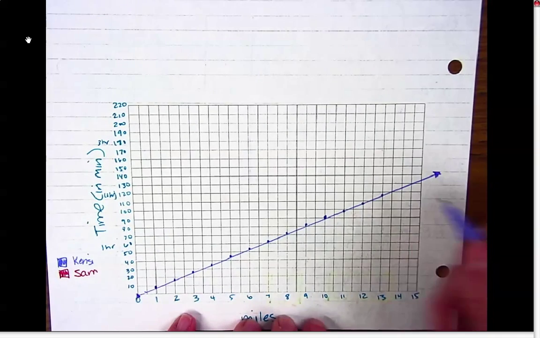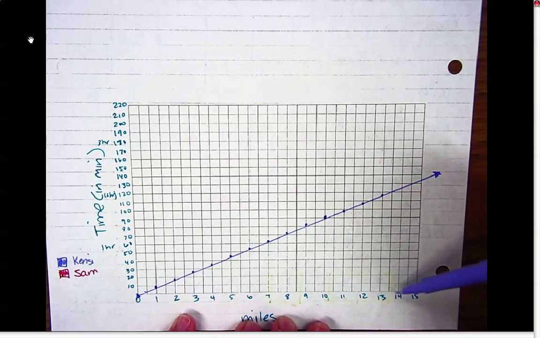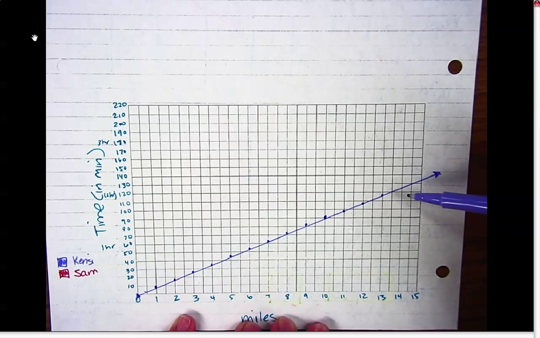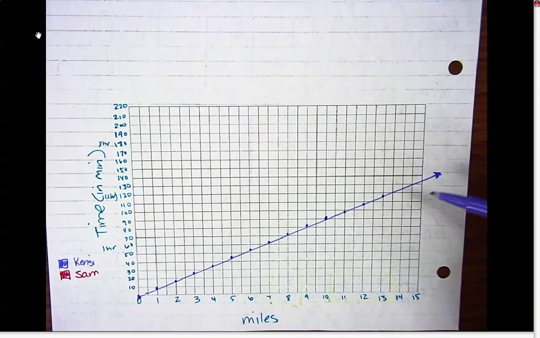Okay, so I can see with no calculations at all that 14 miles should be between 120 and 130 minutes. And I could do what 9 times 14 is, and I could check myself. And 15 miles should be a little over 130 minutes, maybe like 133, that sort of thing. And I can check that by multiplying 9 times 14 and 15. All right, so that's Kenzie.